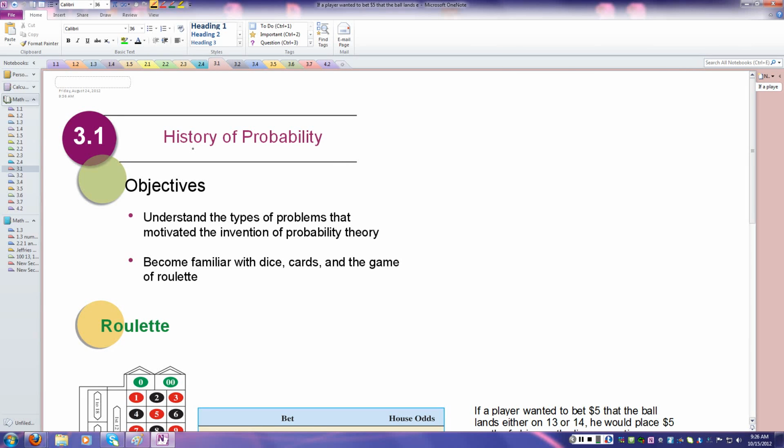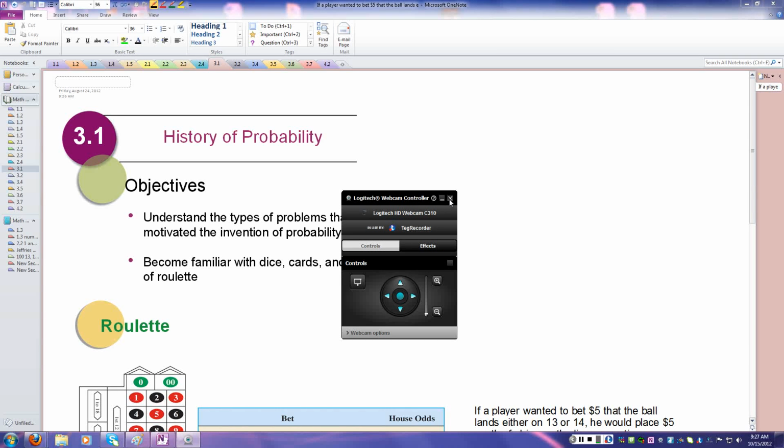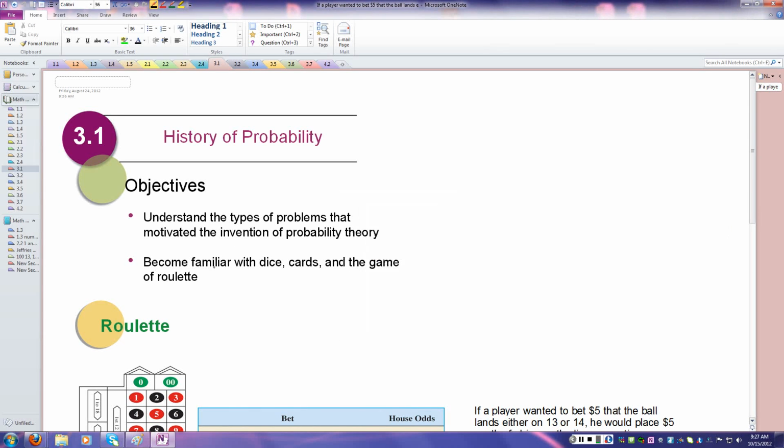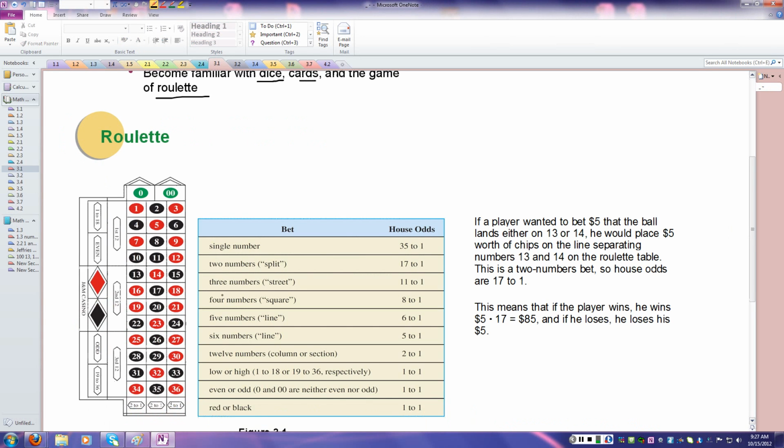And so 3.1, if you read the section, it's a lot on the history of probability and the motivations of the math behind the probability. And I'm not going to ask you who invented probability or where it came from or anything like that. So I'm going to focus on the questions. This section we're asked to become familiar with dice, cards, and the game of roulette. So the first thing we need to look at is roulette.